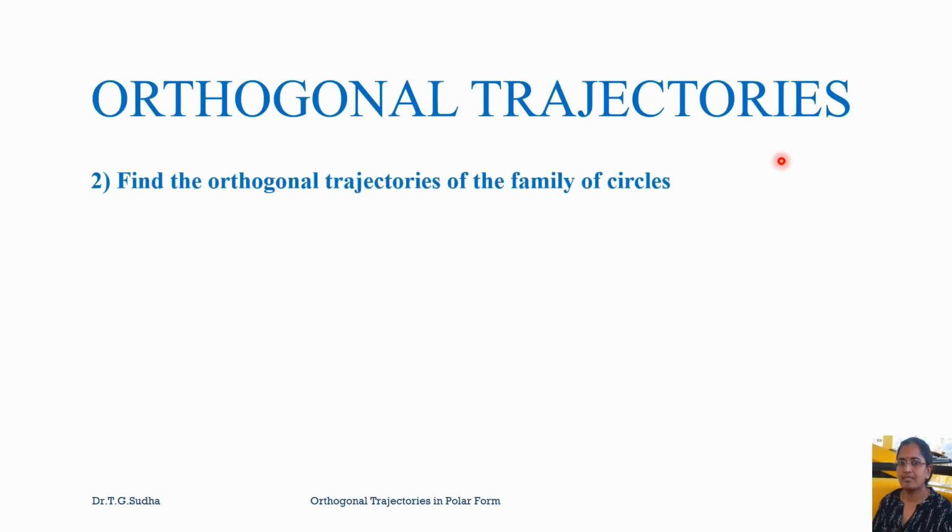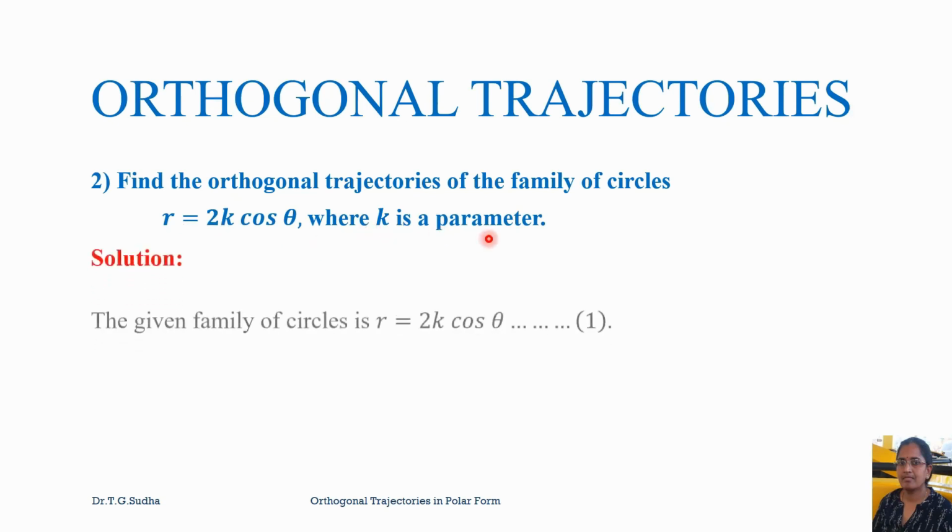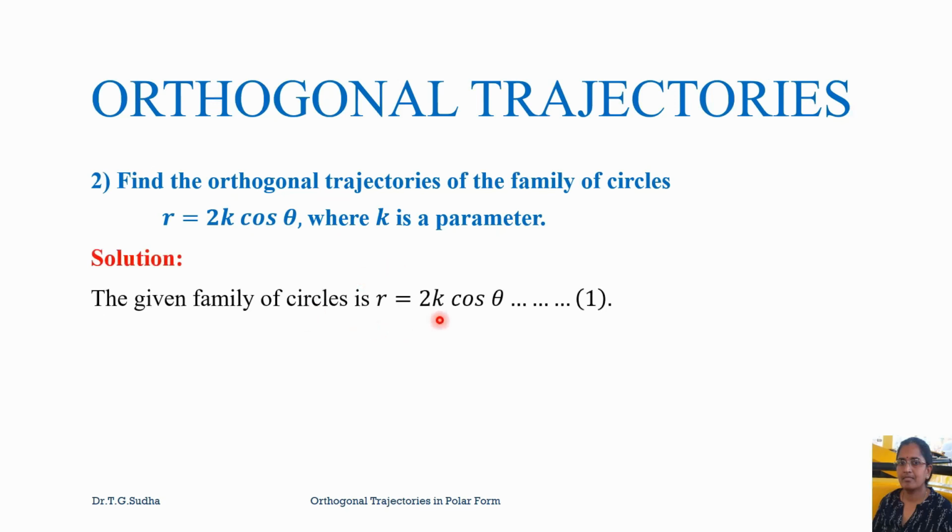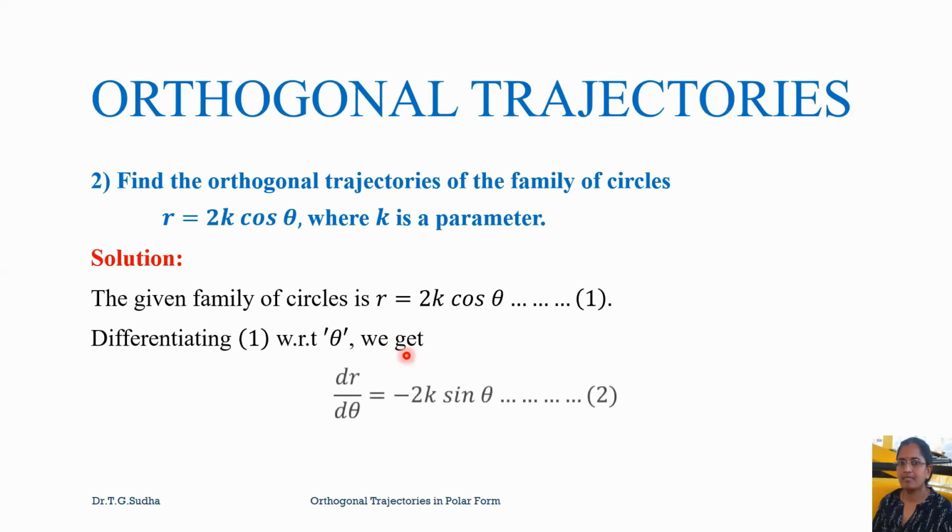Now let us discuss one more example. Find the orthogonal trajectories of the family of circles given by the equation r is equal to 2k cos theta, where k is the parameter. So let us consider the given family of circles r is equal to 2k into cos theta. Let us mark this as expression 1. Differentiate this with respect to theta. We get dr by d theta equal to minus 2k sin theta. Mark this as expression 2.